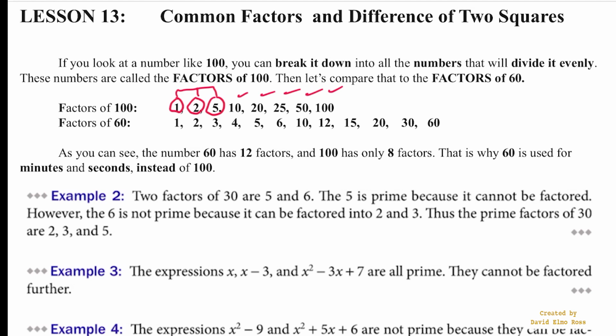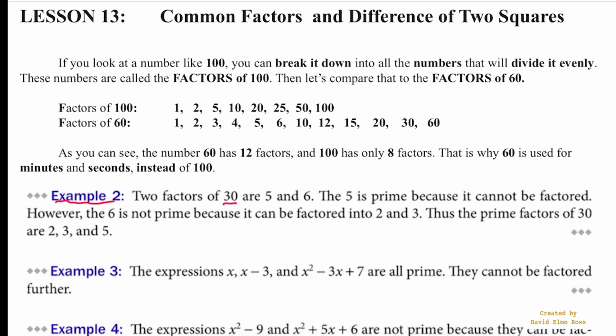The same thing here with 60, 1, 2, 3, and 5 are prime factors, and all other numbers such as 4, 6, 10, 12, 15, 20, 30, and 60 can be made up by multiplying a combination of these prime factors. Now this is covered in example 2 as well.